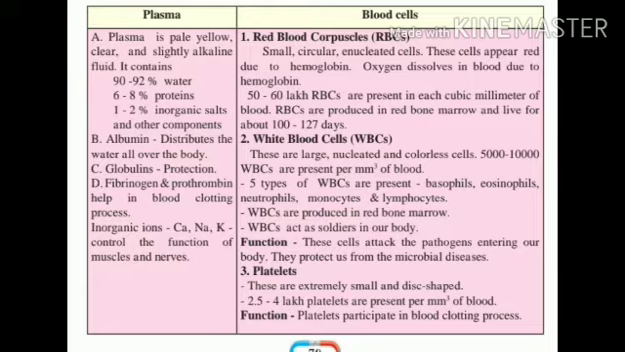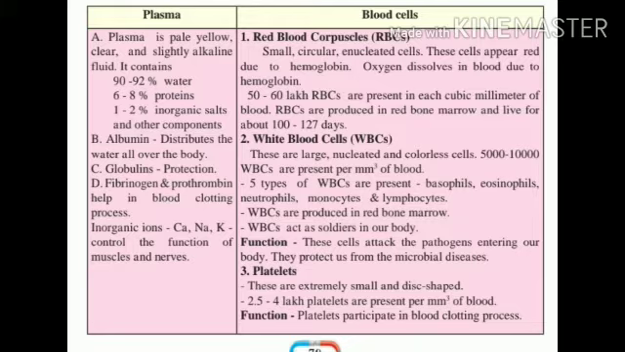Next are fibrinogen and prothrombin. These help in the blood clotting process. Plasma contains inorganic ions such as Ca, Na, K, which control the function of muscles and nerves. Here Ca means calcium, Na stands for sodium, K stands for potassium.